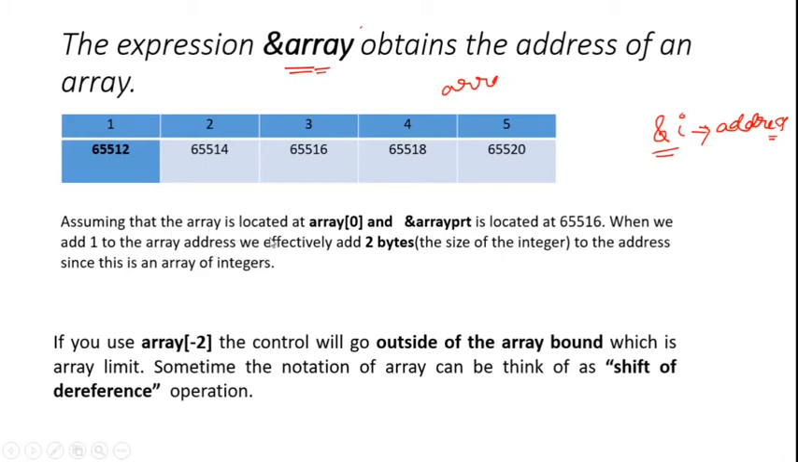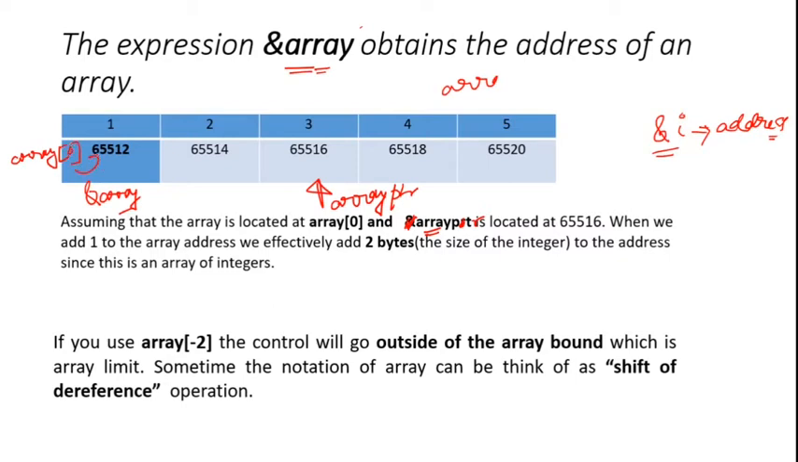Assuming that the array is located at array 0, and the array pointer is located at 65516. My pointer can be at any location. This is the pointer, and it is pointing here. This can be one scenario. My base address of the array is here, or you can write it as array 0.